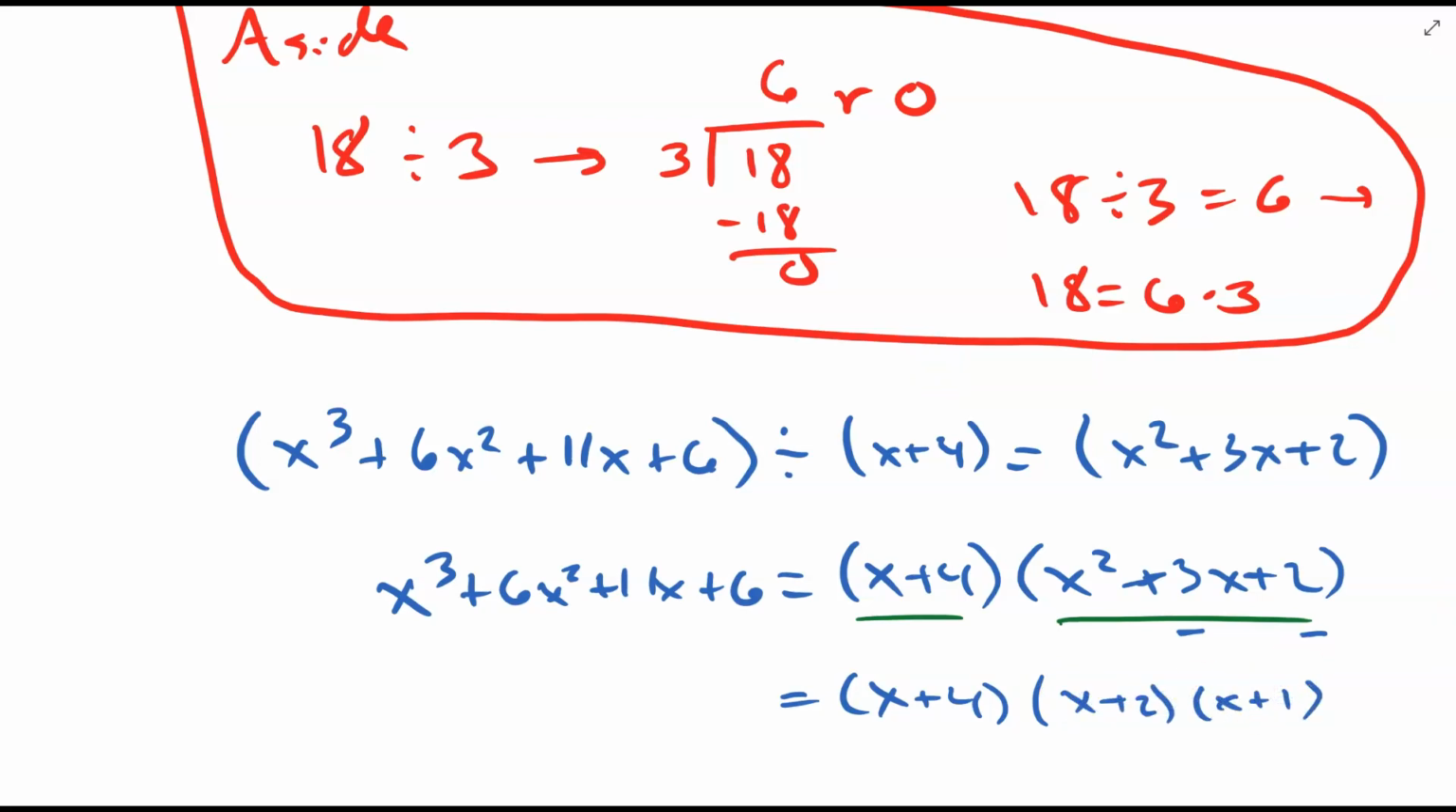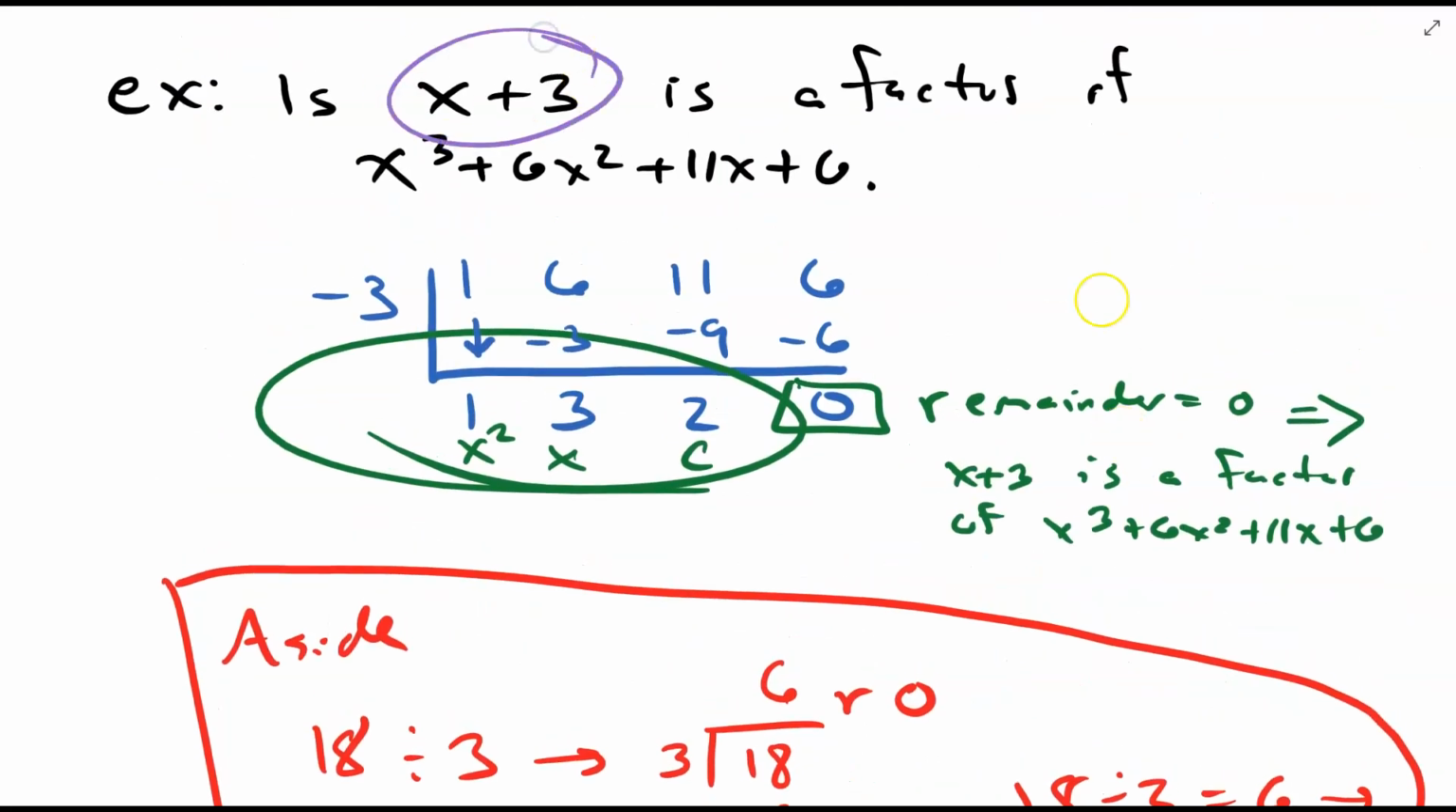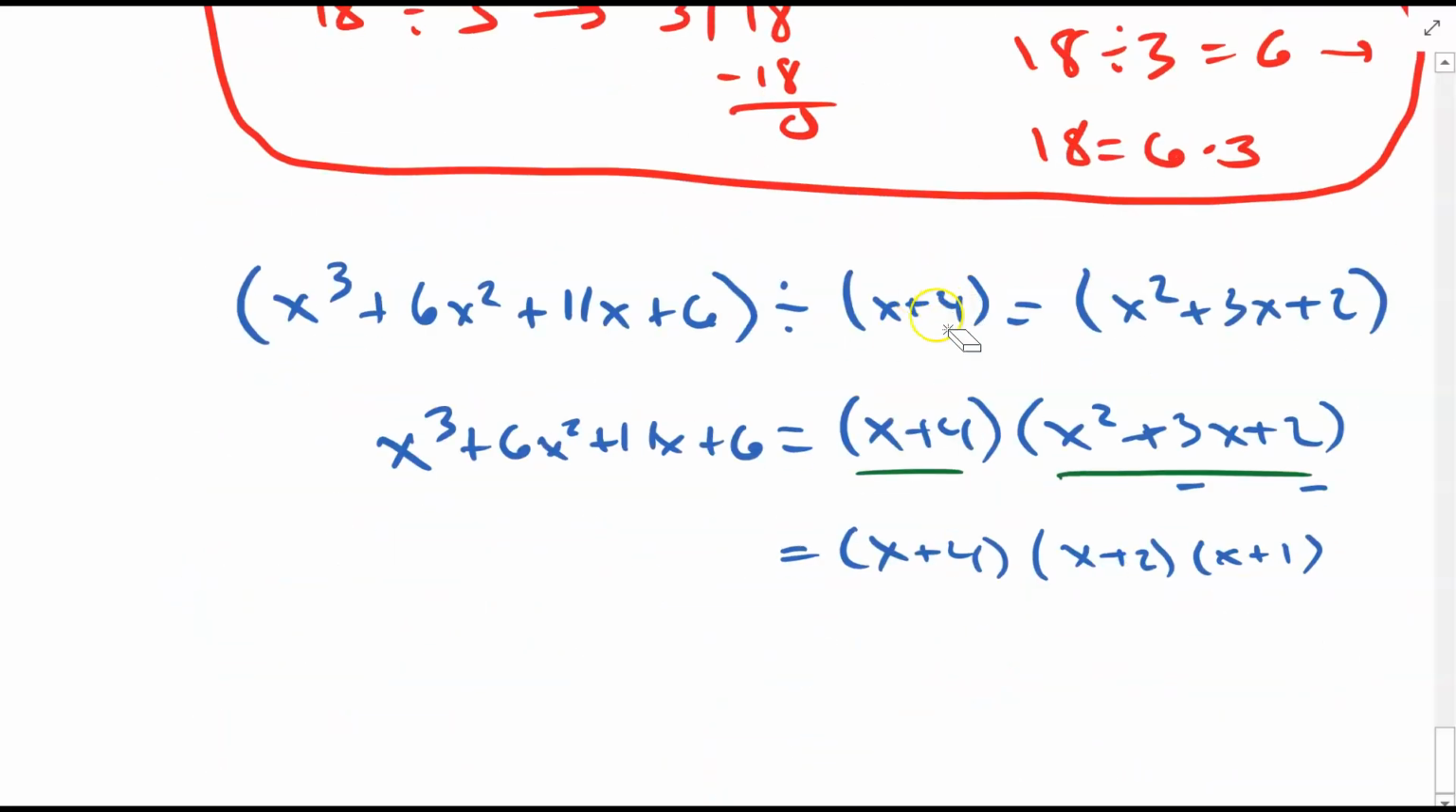And I made a little bit of a typo here. I need to go back and fix this real quick. For some reason, I divided by x plus 3, but I wrote x plus 4 here. I don't know why I did that.